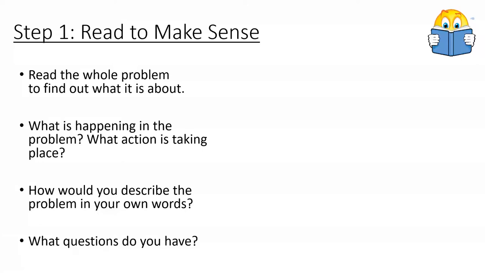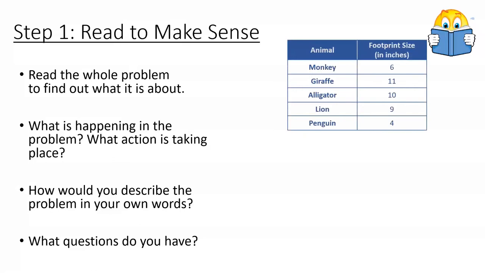Let's practice this first step of the three reads process. This story starts with a table of information. Take a moment to review the information in the table. What do you notice? What do you wonder? Share your ideas with someone at home or write them down.